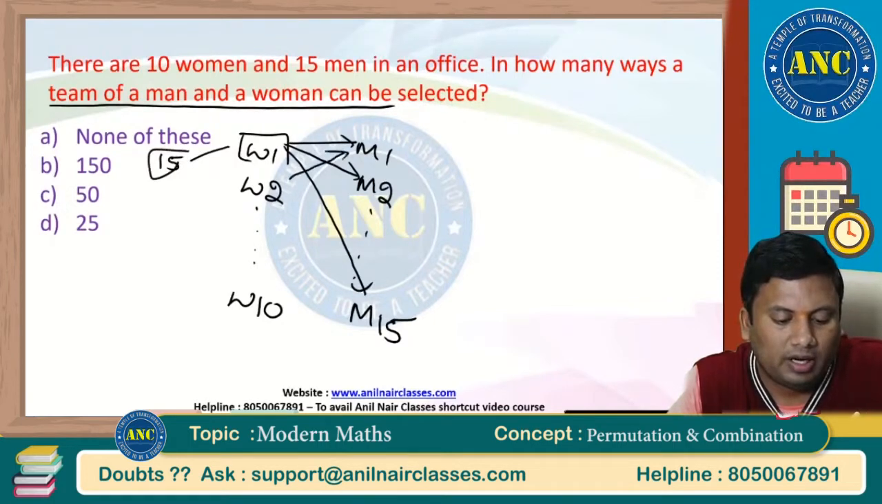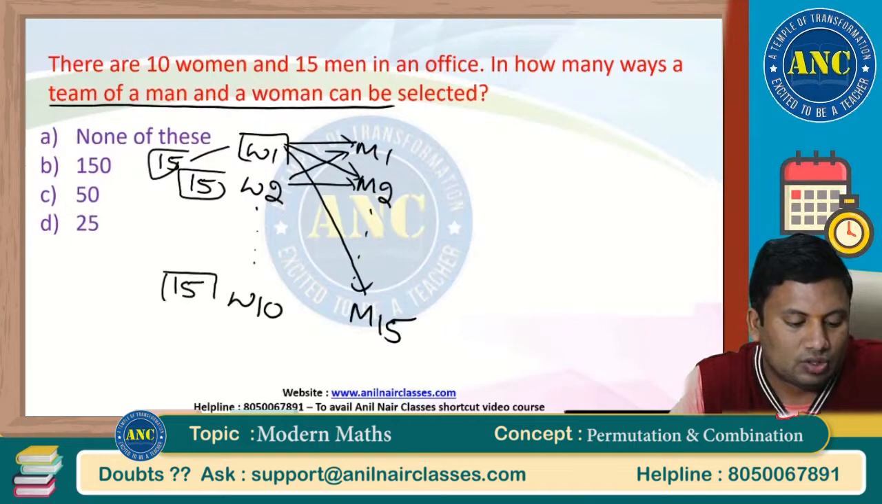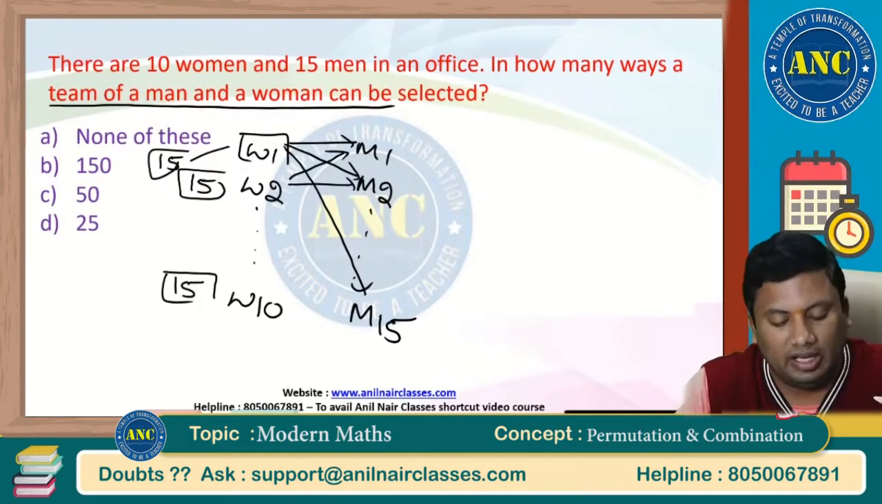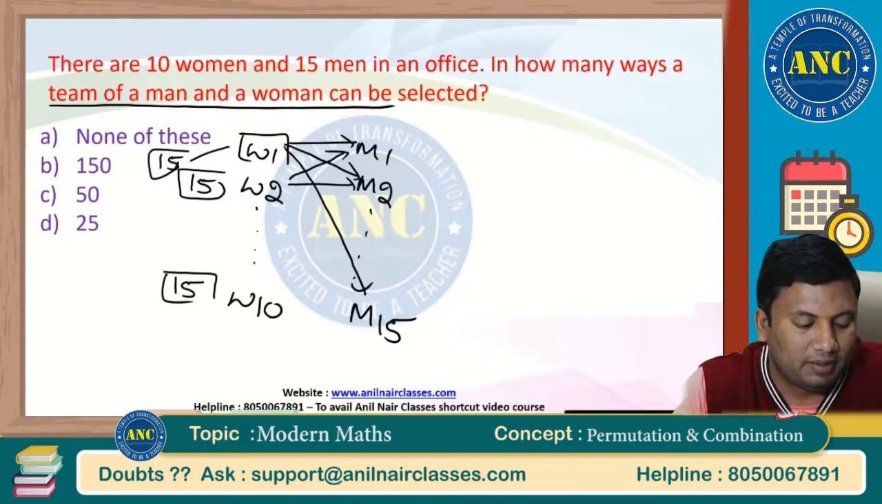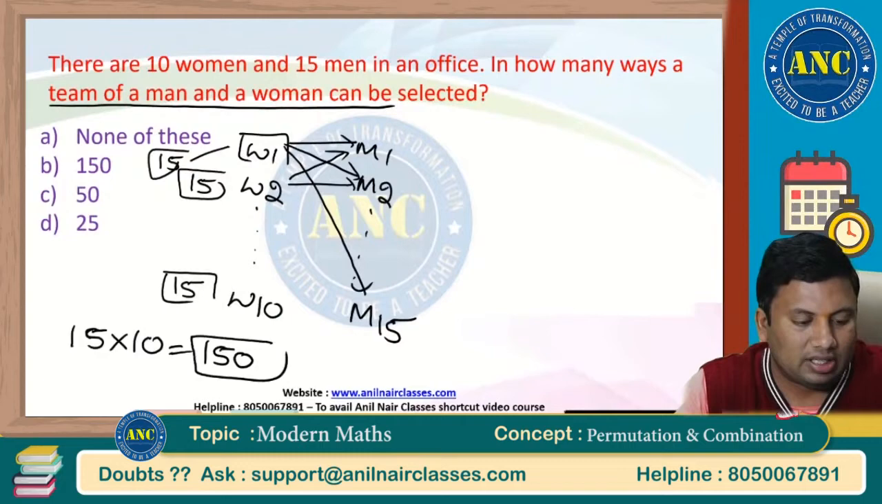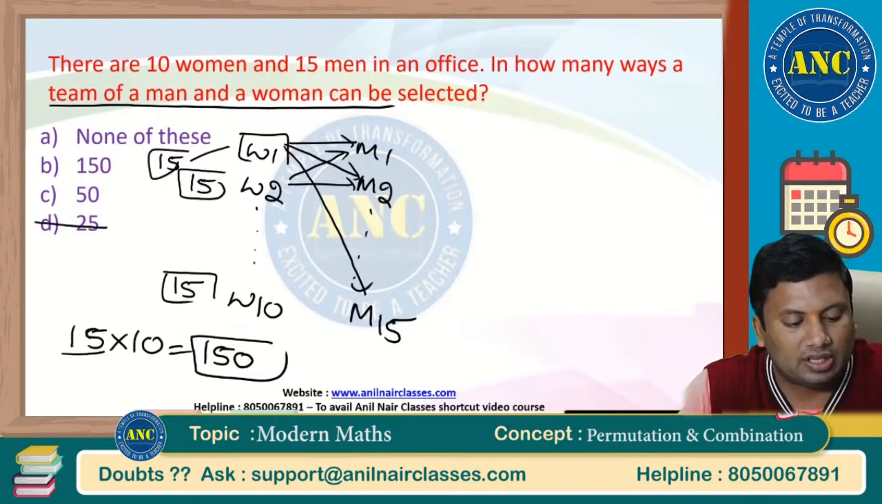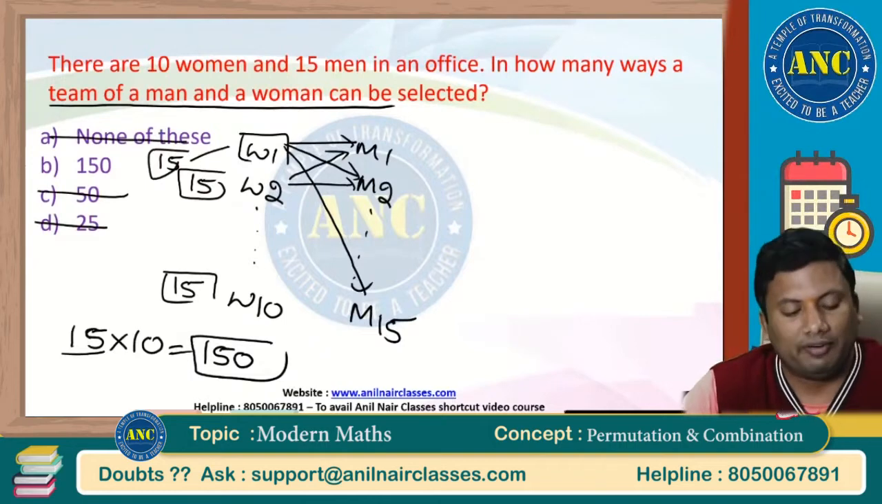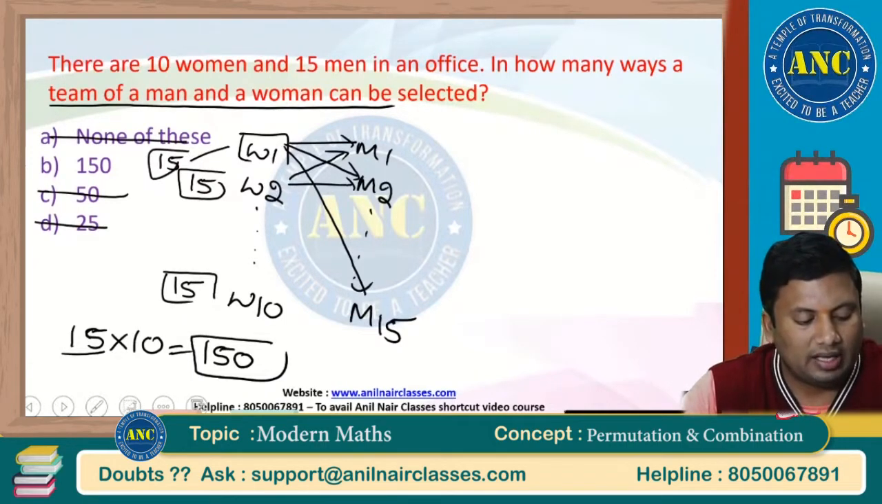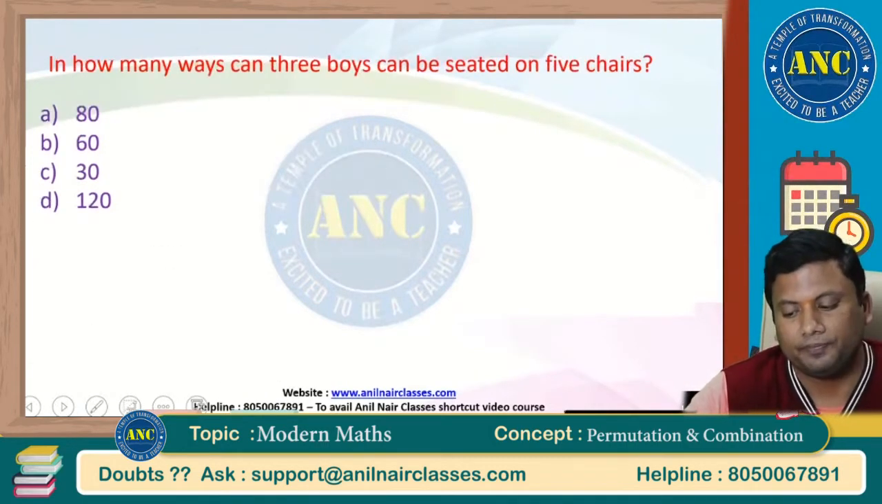Similarly, second woman, M1, M2 till M15, again 15 ways. Like that, 10 women are there. So each one can team up with any one out of the 15 men. So 15 into 10, answer is nothing but 150. 15 is divisible by 5, so the answer should be divisible by 5. 150, it is the answer. Higher values use this concept.